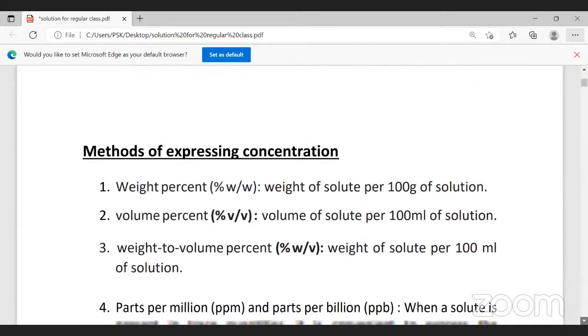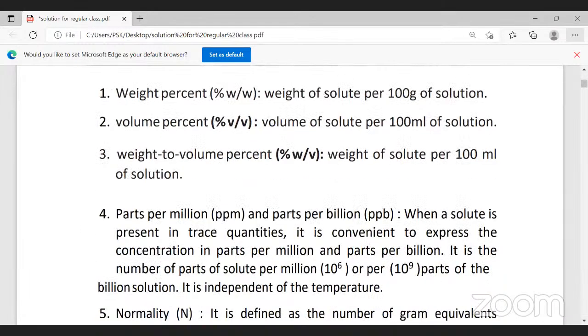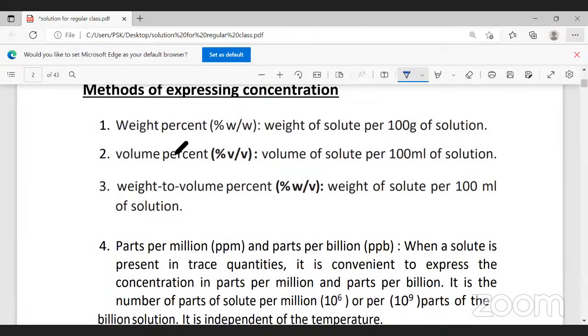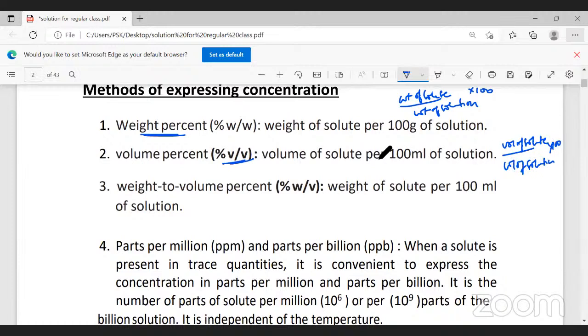Now, just to brush up, I'm giving you this because we need these calculations to work out the problems in the chapter on solutions. Weight percent means weight of solute divided by weight of solution into 100. That's called weight percent. Both are in weight: solute is in weight, solution is also in weight. Volume percent is volume of solute divided by volume of solution into 100. That's called volume percentage.